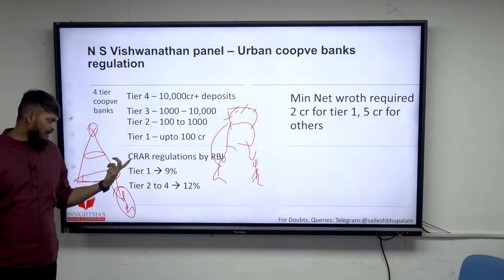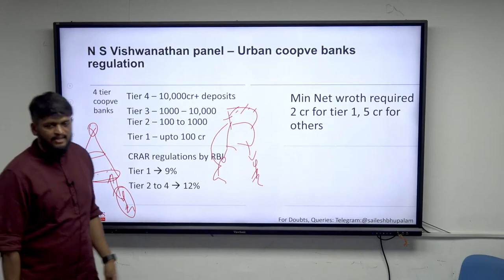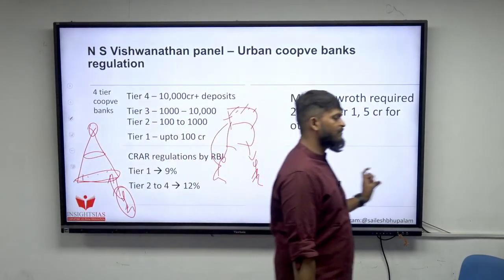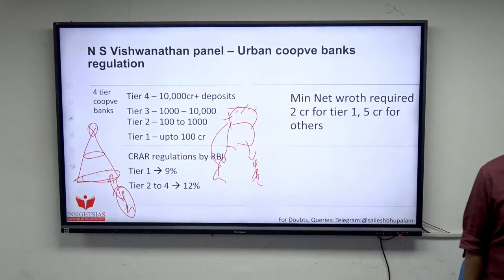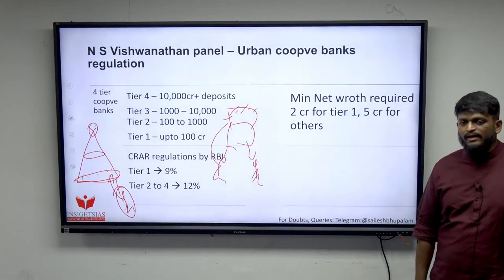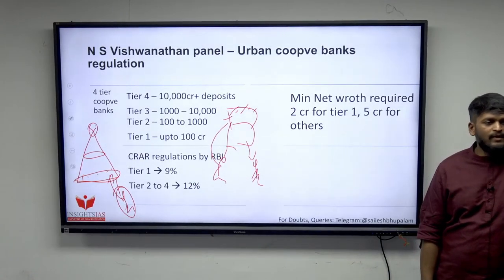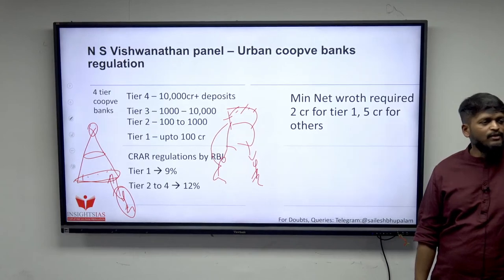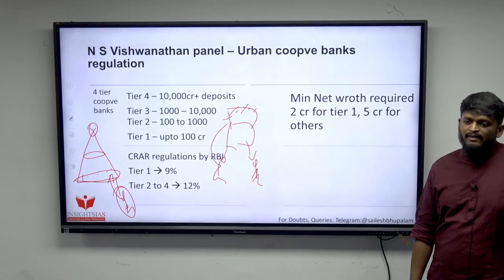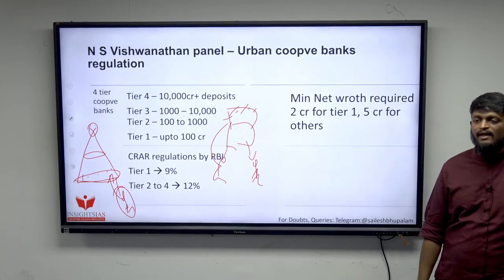CRAR regulations by RBI are usually given. This part is in Basel norms, and after this we will discuss Basel norms. CRAR means capital to risk weighted assets ratio. This is actually a minimum capital requirement. Probably, has anybody studied Basel norms? What is the meaning of CAR?